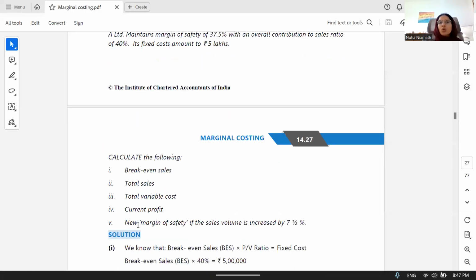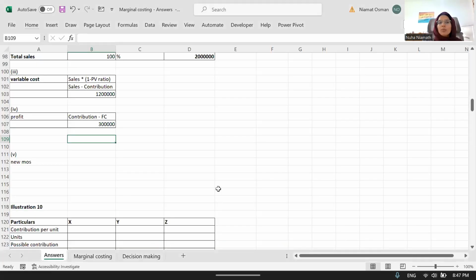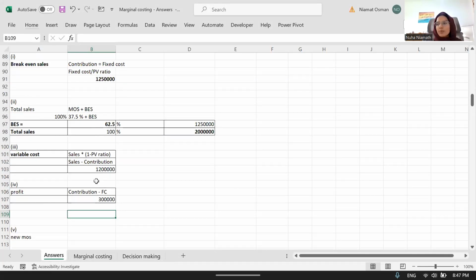Last is new MOS if the sales volume is increased by 7.5%. So we need to know our new margin of safety if my sales volume is increased by 7.5%. What do you mean by sales volume is increased by 7.5%? If my sales volume is increased by 7.5%, do you think my sales value will also increase by 7.5%? Yes, ma'am. Perfect. Thank you.